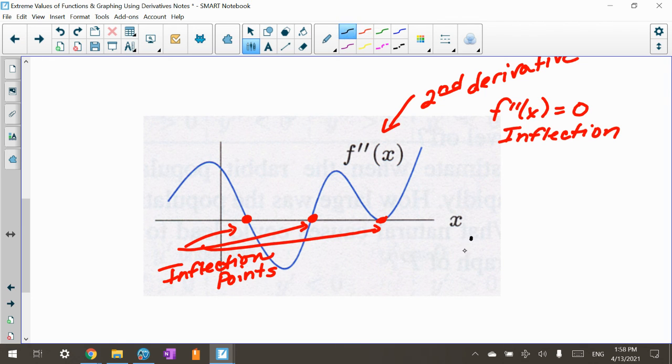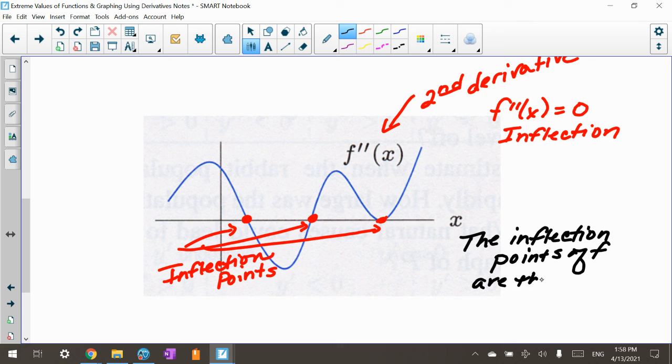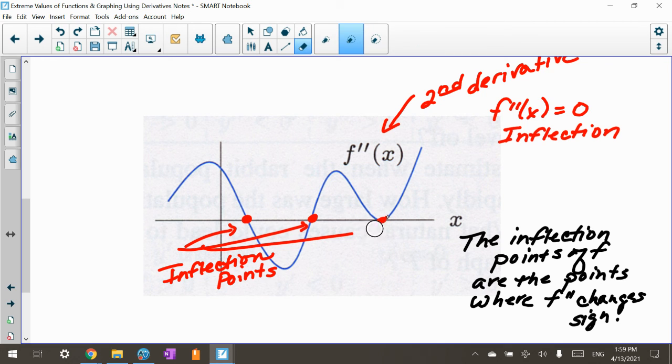Okay, so let's write that down. The inflection points of f are the points where f double prime changes sign. So that means I shouldn't have put this one right here because this doesn't really change sign here. So the only two inflection points are these two. Sorry about that.